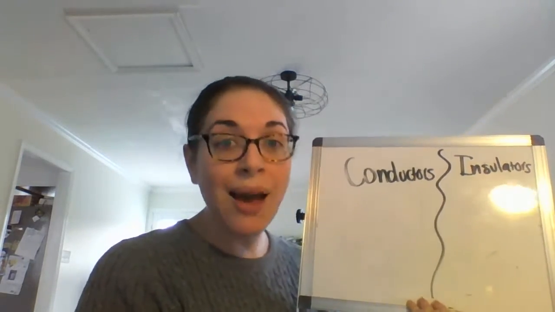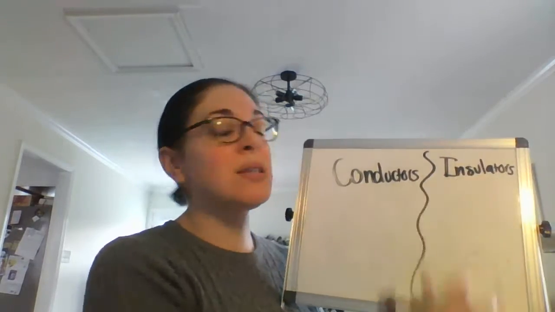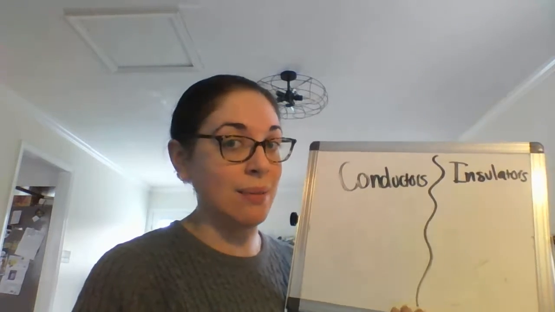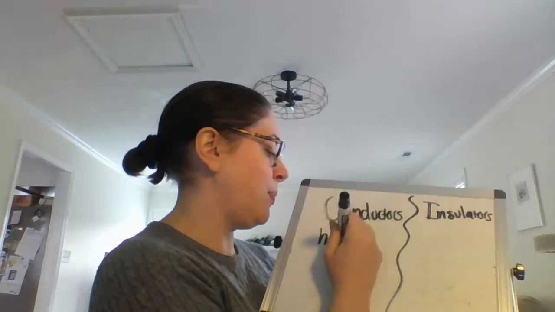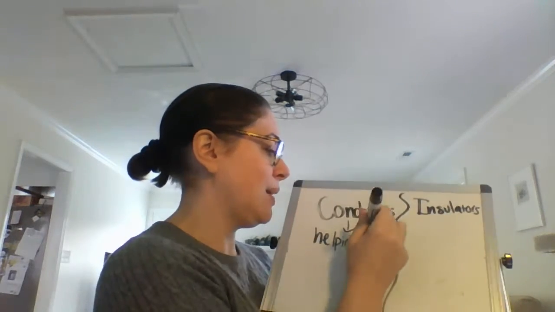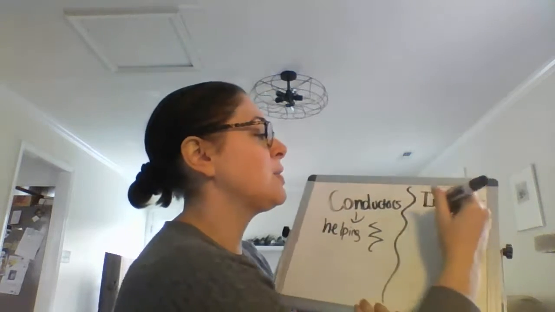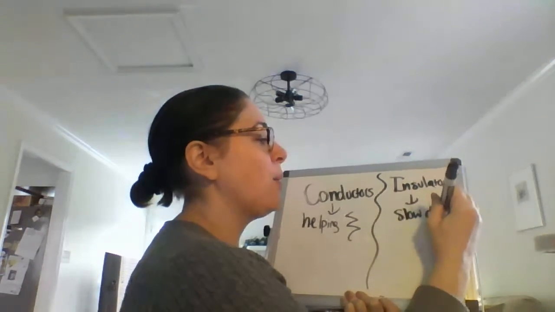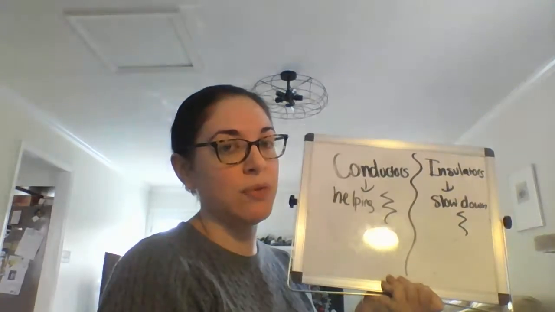Conductors allow electricity to flow easily. Insulators do not allow electricity to flow easily. So you can think of conductors as helping. I'm just going to do a little lightning bolt for electricity. And insulators slow down electricity. That's my little lightning bolt for electricity.